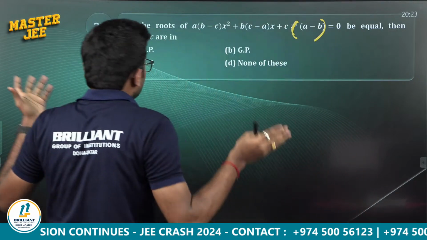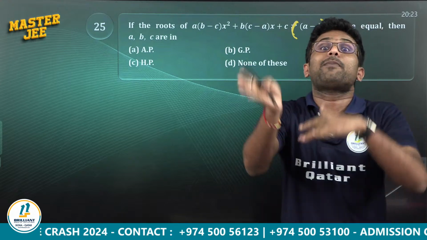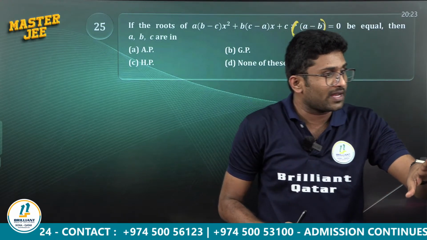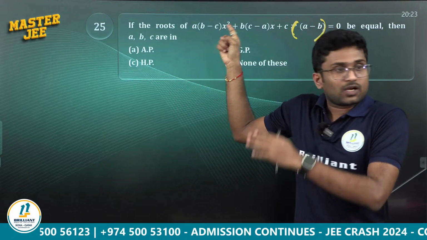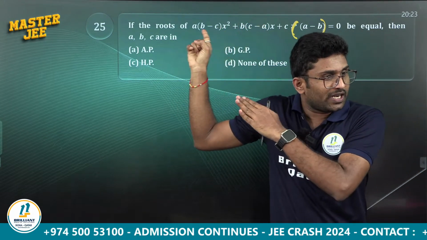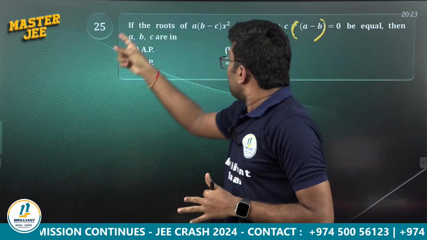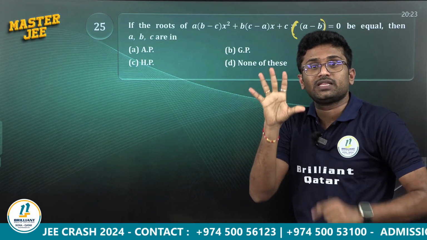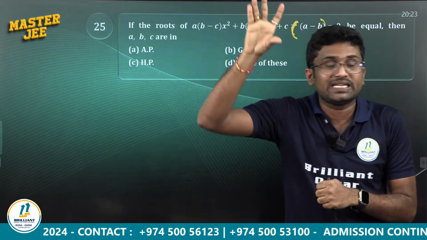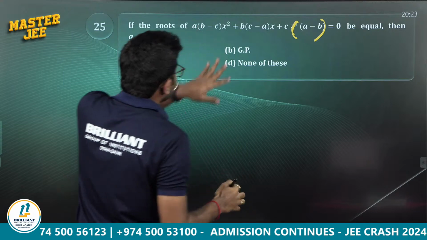Beautiful. If roots are equal, that's the only thing: the discriminant is equal to 0. But apart from that, if you imagine, because here the coefficients of the quadratic equation are very lengthy, a of b minus c, b of c. So imagine substituting them in b square is equal to 4ac. It takes time. So instead of that, what shall we do is, first let's put x equals 1.